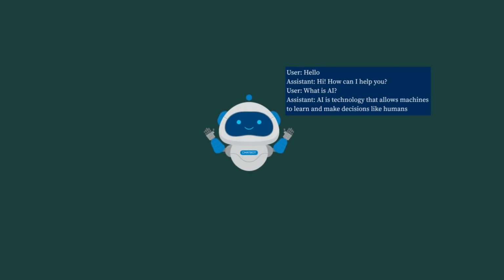Imagine building a chatbot, but it forgot everything you just said. Every question felt like a first question. Sounds useless, right? That's exactly what happens if you don't understand messages in LangChain. So in this video, I'm going to show you how messages work, why they are important, and how they turn a basic model into powerful conversational AI.